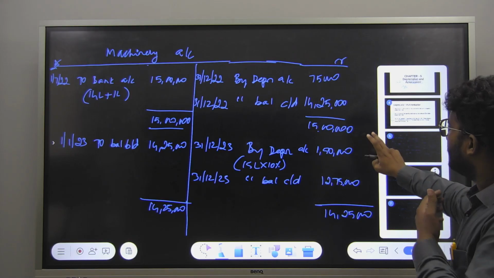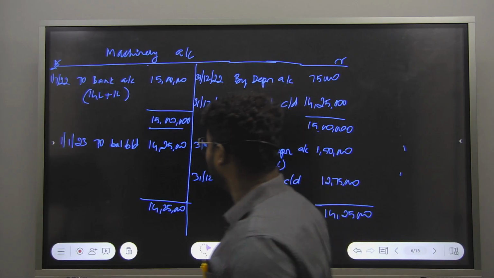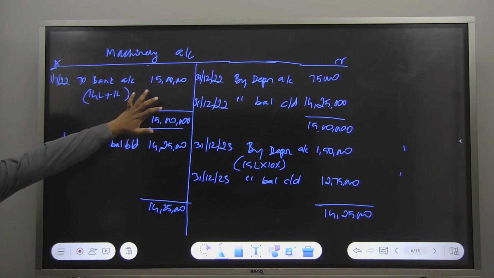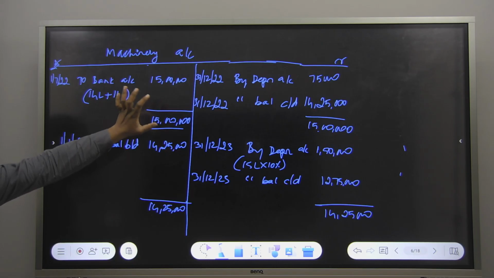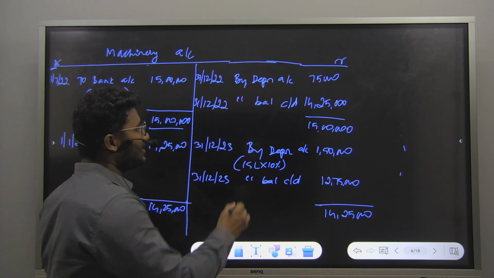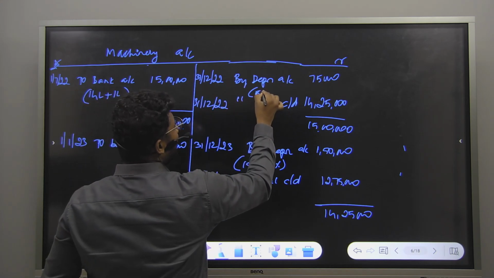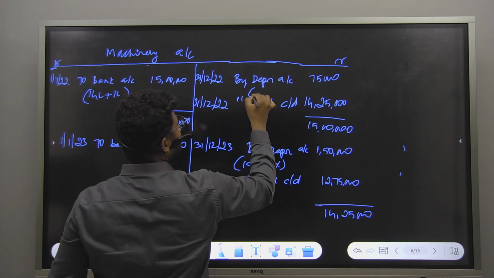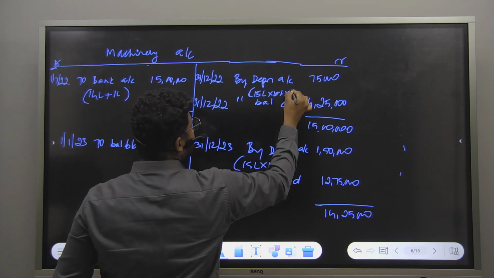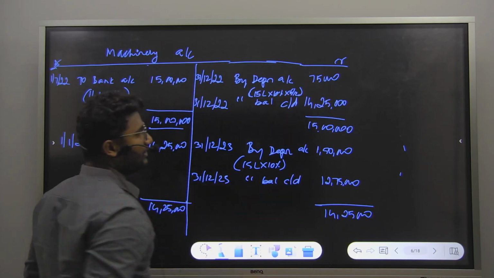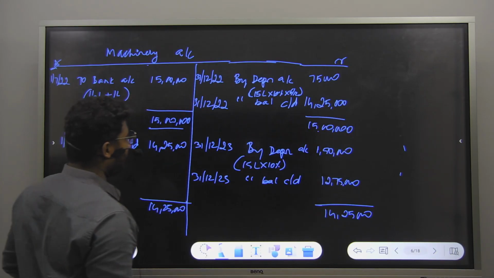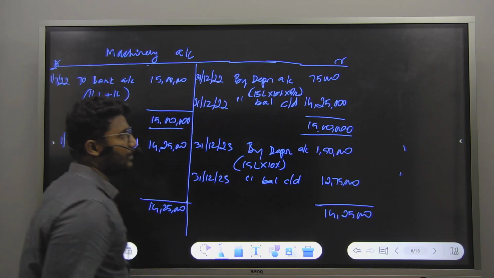So how will the machinery account look? To bank account 15 lakh rupees that you have purchased, the entry is same. By depreciation account, how much depreciation in the first year? On 15 lakh rupees, 10% into 6 by 12, 75,000, same. Balance is 14,25,000, it remains same.